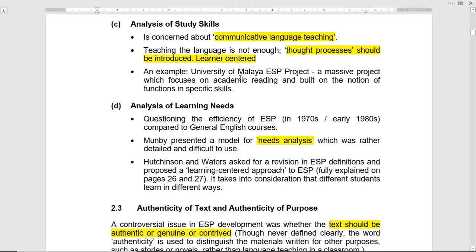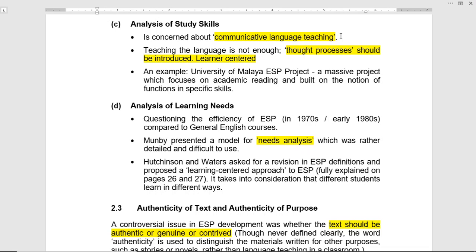In this, English for specific purposes, especially for academic purposes, the language is concerned with communicative language teaching. Students should know how to communicate. English for oral communication, English for written communication in academic English. So it is a thought process that should be introduced that is learner-centered. They work in groups. They produce the language.